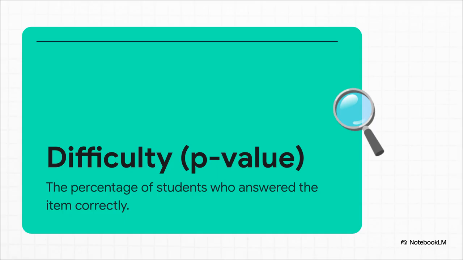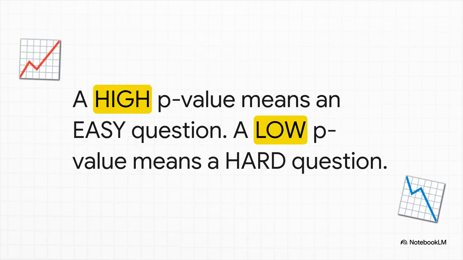Now, here's a heads up. In all of our clinical research, we are trained to love a low p-value, right? Well, for item analysis, you have to completely flip that thinking on its head. So this is absolutely crucial to remember. It's an inverse relationship. A high p-value, say 0.95, doesn't mean your finding is insignificant. It means 95% of your students got it right. It was an easy question.